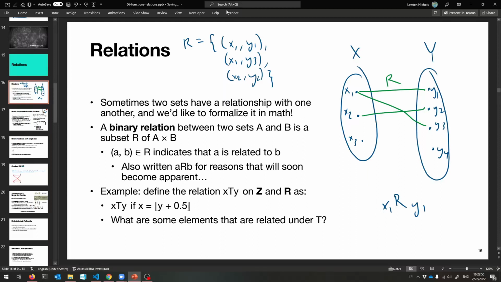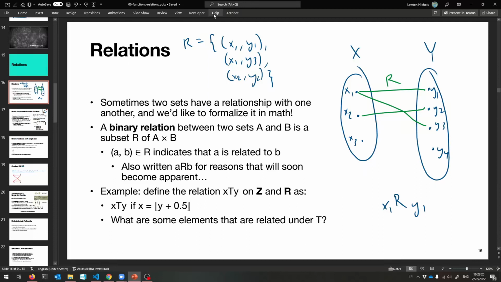All right, so here is an example relation. Let's say that the relation T is defined this way. Two elements are related under T, where x is the first thing and y is the second thing, if this is true, where x is in Z and y is in R. All right, so x T y is true if x is equal to the floor of y plus 0.5. Interesting definition. Let's see what some numbers are that are related under T.